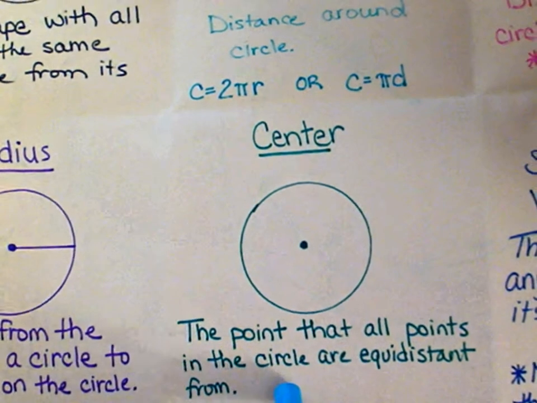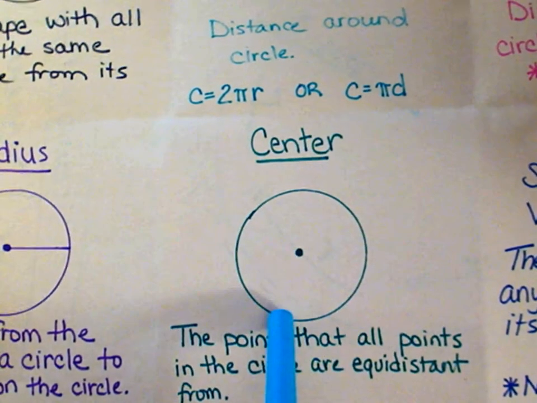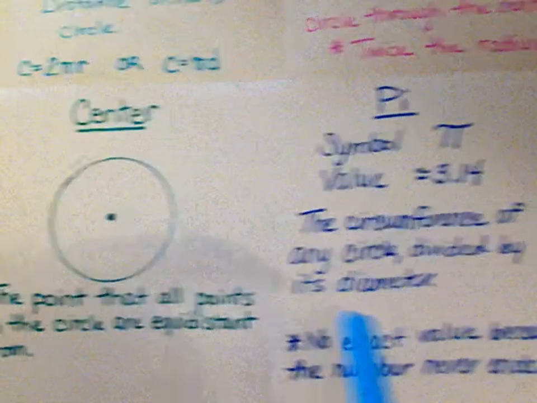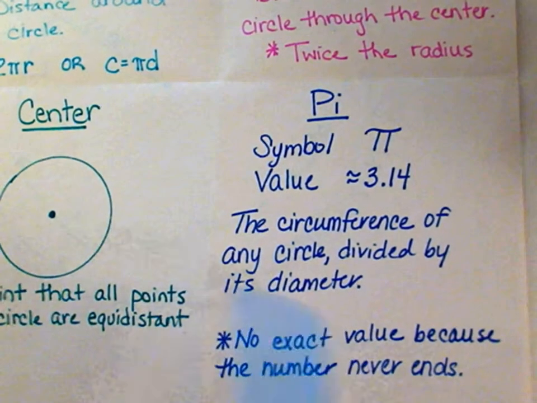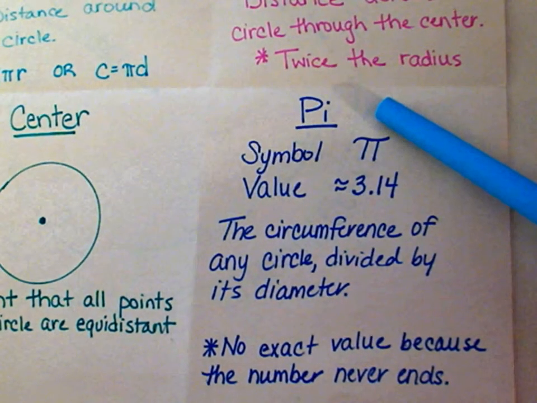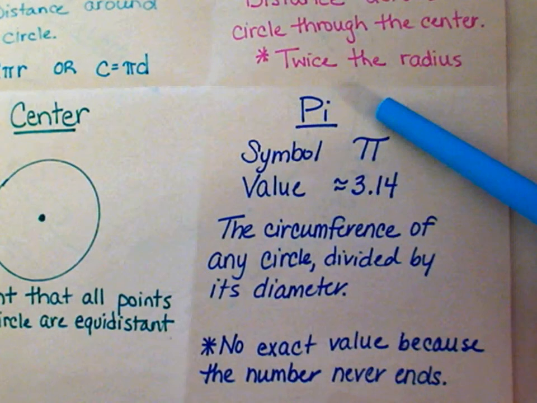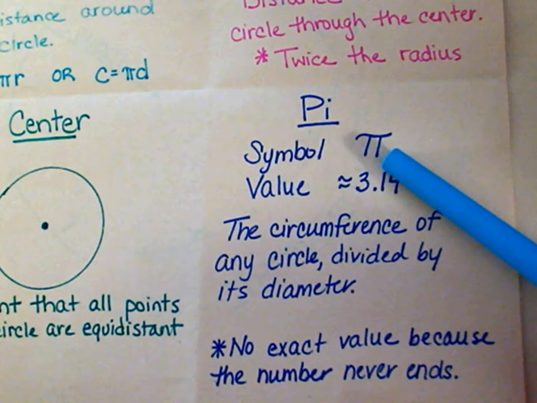The next part of our circle is the center, and the center is exactly what it sounds like. It's the point right in the middle of the circle. Why that's important is because from the center, any direction that you go should be the same measurement. Again, just like we talked about at the very beginning. They are equally distant in all different directions.